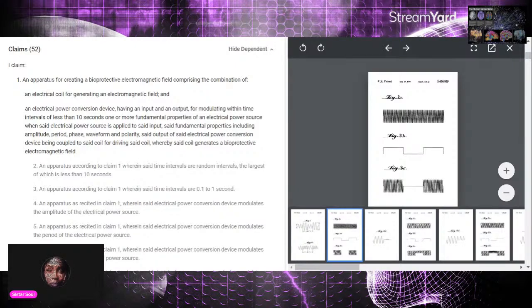The waveform. Can't get no more serious than this. Right here. The waveform and the polarity, said output of said electrical power conversion, the device being coupled to said coil for driving said coil, whereby said coil generates the bioprotective electromagnetic field.